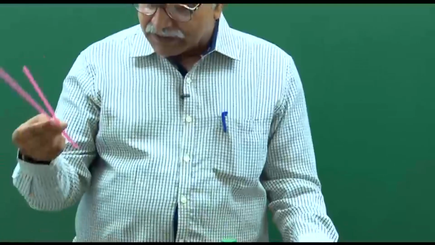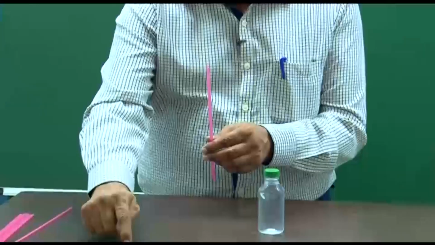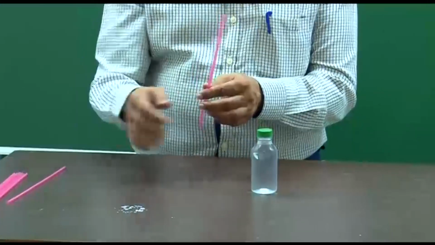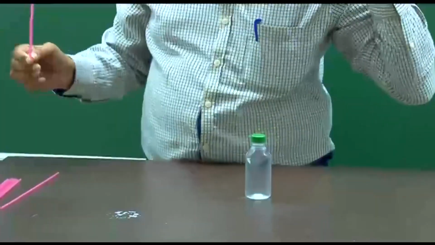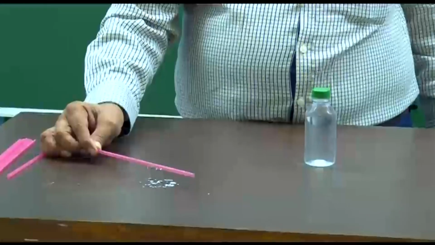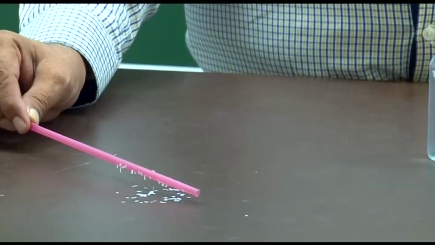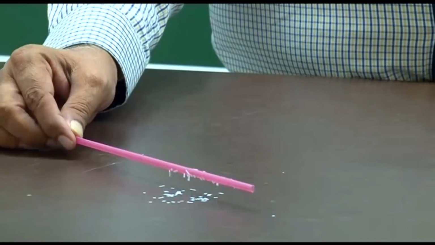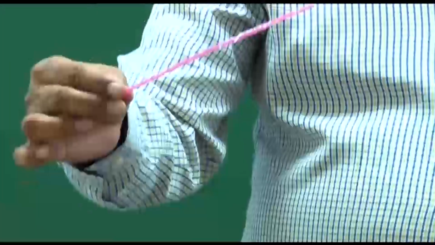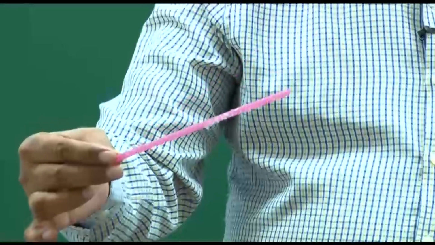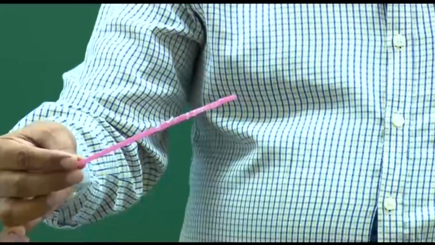So, the first one is, let us take this plastic straw, and I have some small pieces of paper, and let me rub it with my shirt. So, I do it here, I just rub it once and bring this close to these paper pieces, and you see what is happening. So many paper pieces have jumped and they are attracted to this straw.